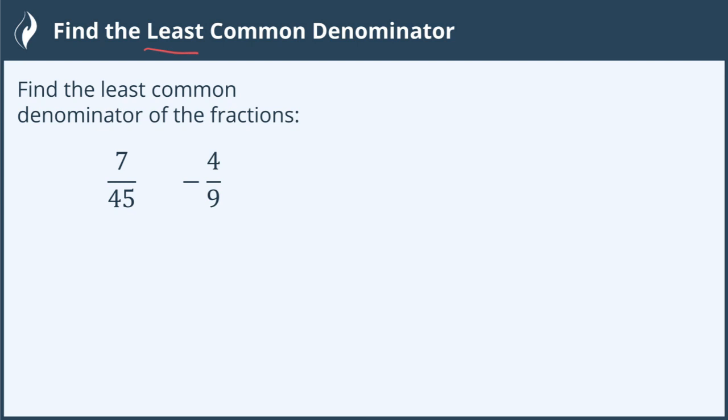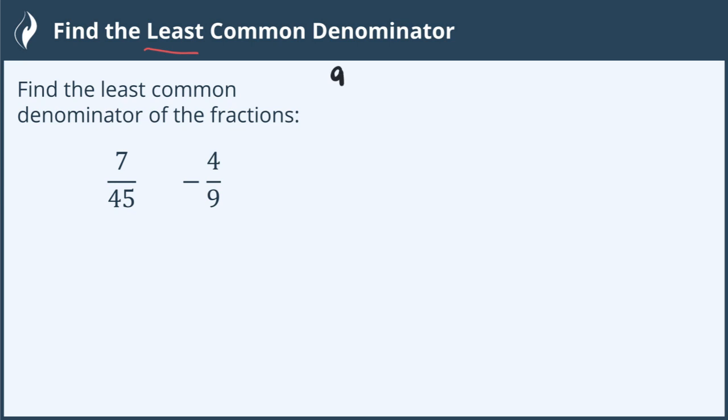What will always work is if I multiply both denominators together, and that will give me a common denominator without any question. However, it's typically going to be really large, and I don't want to work with large numbers. And it's not the least common. So I'm not going to use that method, although that will always work. So there are several methods of doing this.